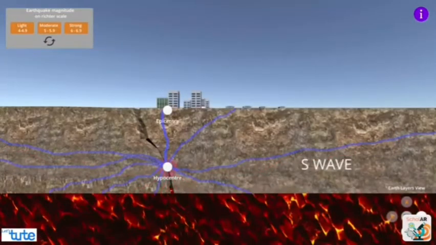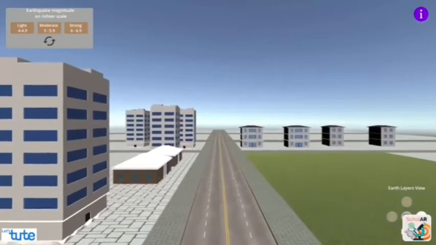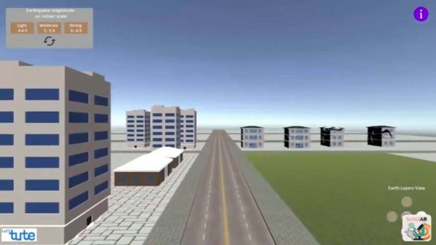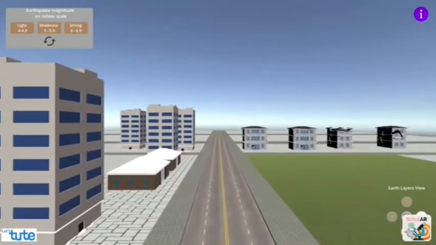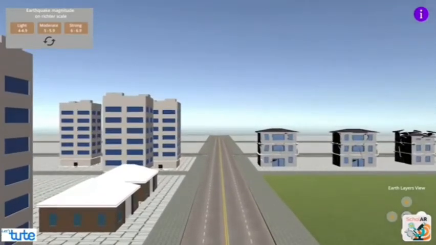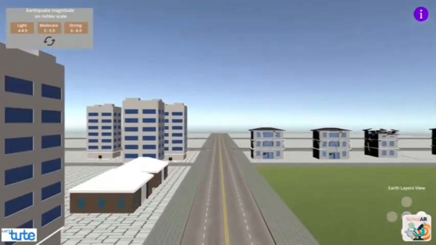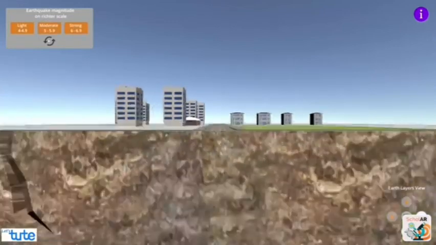We can see that an earthquake of this magnitude, that is between 4 to 4.9, causes damage to nearby small houses, but the buildings are okay. Let's see what happens when the magnitude is between 5 to 5.9. Let's reset and then hit the button.